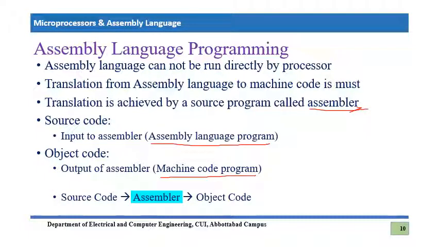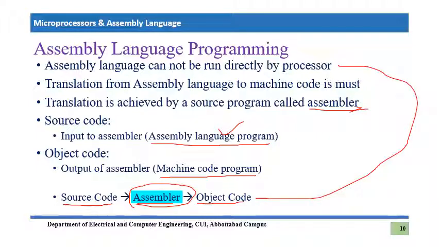So this is the complete procedure. We write something in an assembly language program, which is called source code. We provide it to the assembler. The assembler performs the translation and provides an object code. The object code is nothing but a machine code program which can be processed by the microprocessor. That is the complete procedure required before we process it by a microprocessor. I hope I have explained these steps clearly.